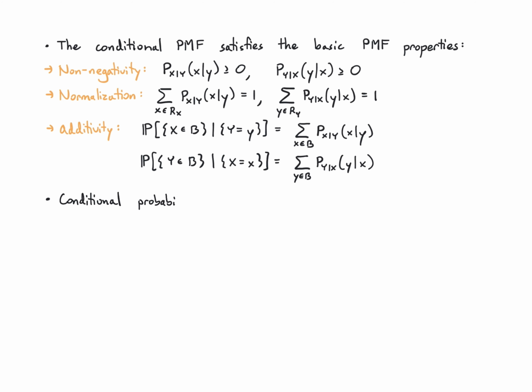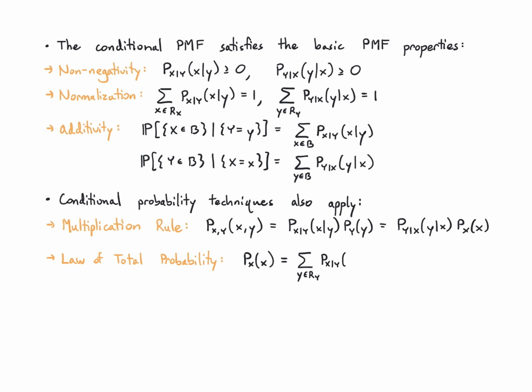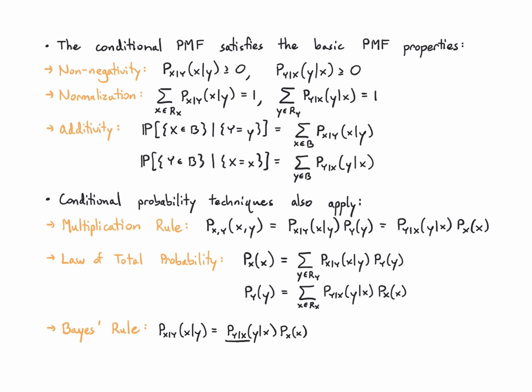All right, our conditional probability techniques also apply. So if you remember, we had this multiplication rule. That just tells us the joint PMF can be written as the conditional PMF times the marginal, and you can expand that either way. So you could have X given Y times the marginal of Y, or Y given X times the marginal of X. The law of total probability tells us that we could get the marginal by summing up this thing we got from the multiplication rule, so the conditional times the marginal. And finally, Bayes' rule tells us that if we want to flip conditioning, all we need to do is divide by the marginal and multiply by the marginal, using the appropriate one in each case.